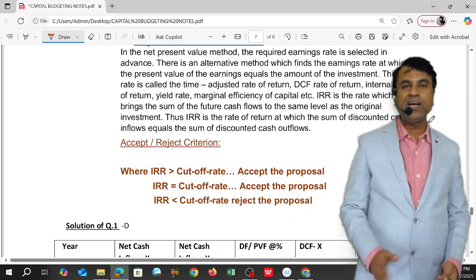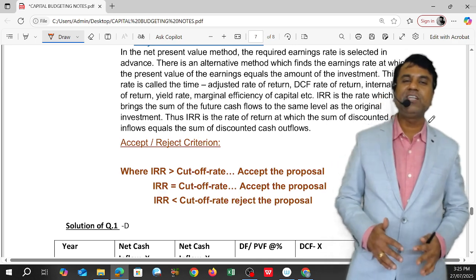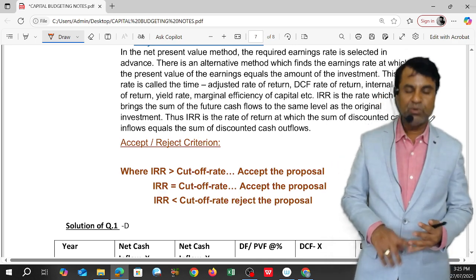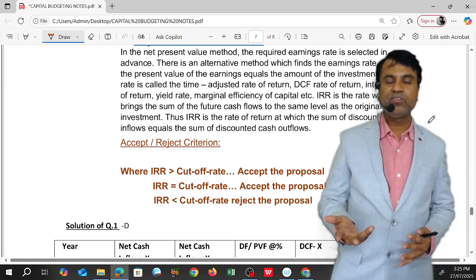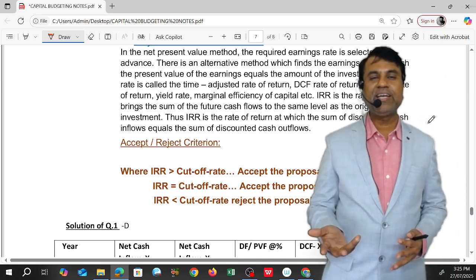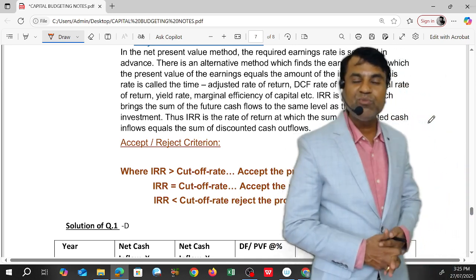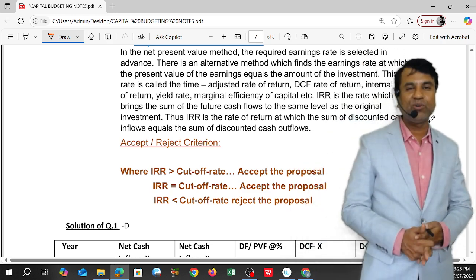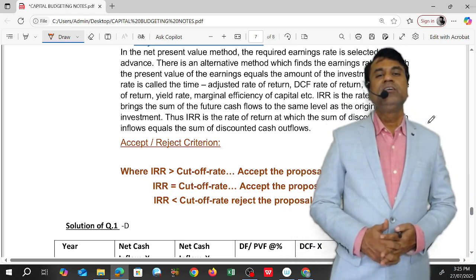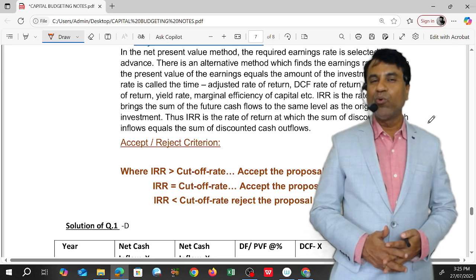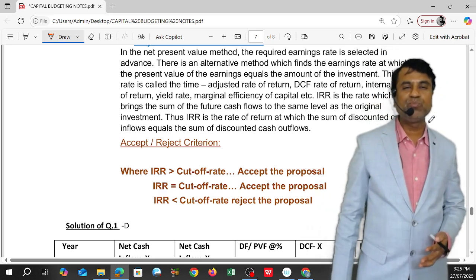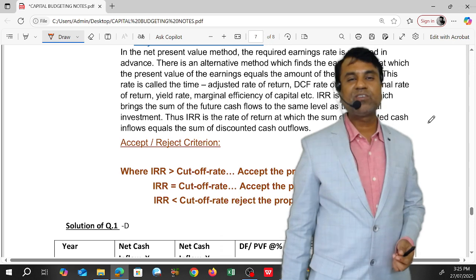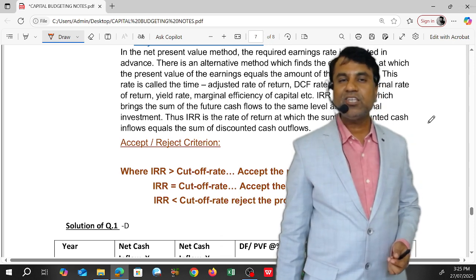So how to calculate IRR? We have seen three methods in this lecture, my dear. Number one, we have seen net present value, where we have seen the difference between the summation of discounted cash inflow, or summation of present value of future cash inflow, minus cash outflow, that is, the initial investment. And the same formula we have seen in profitability index: summation of discounted cash inflow divided by cash outflow.